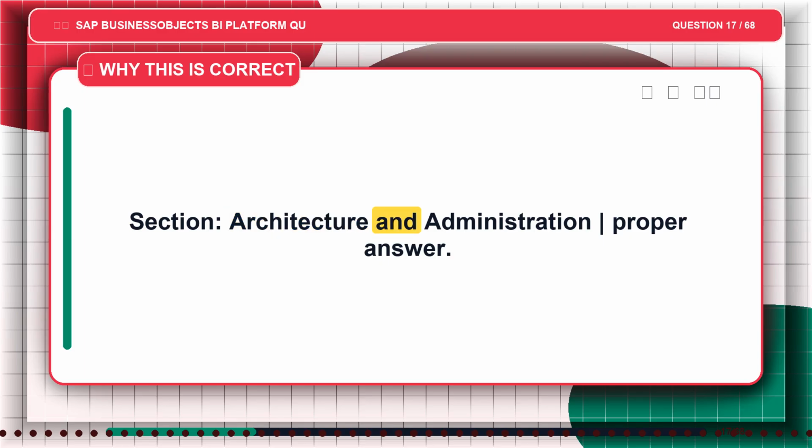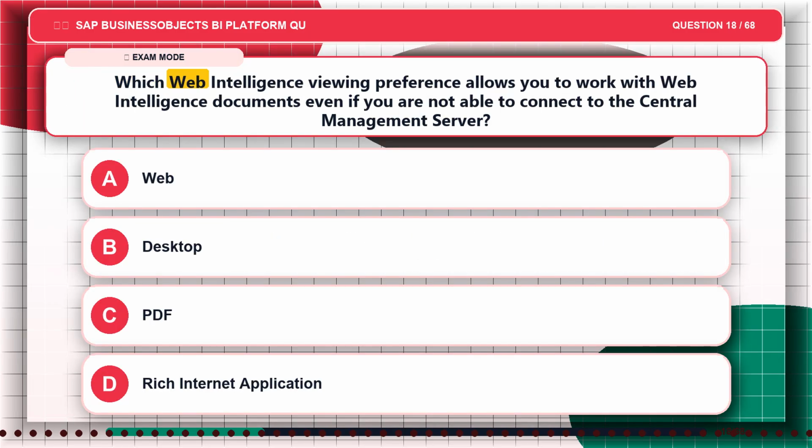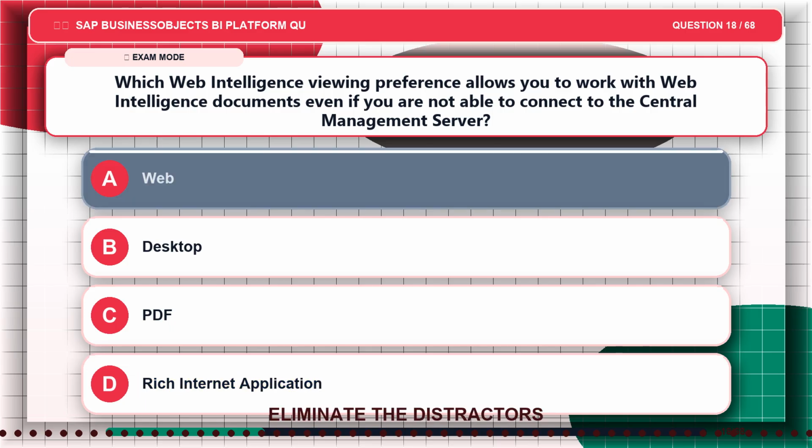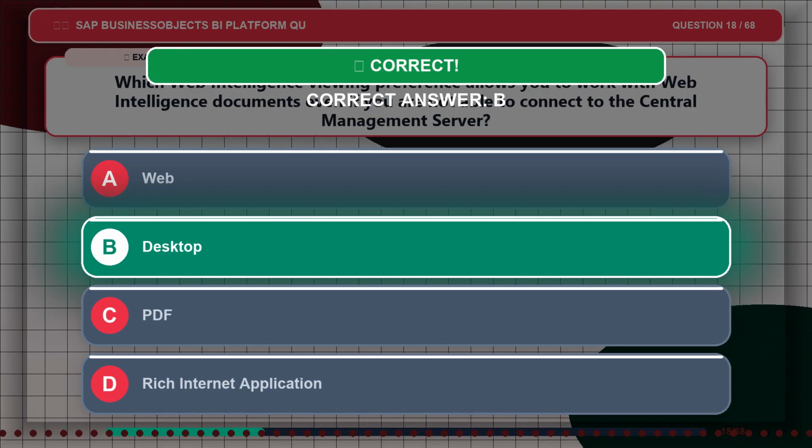Section, Architecture and Administration. Question 18. Which web intelligence viewing preference allows you to work with web intelligence documents even if you are not able to connect to the central management server? Option A, Web. Option B, Desktop. Option C, PDF. Option D, Rich Internet Application. The correct answer is option B, Desktop.